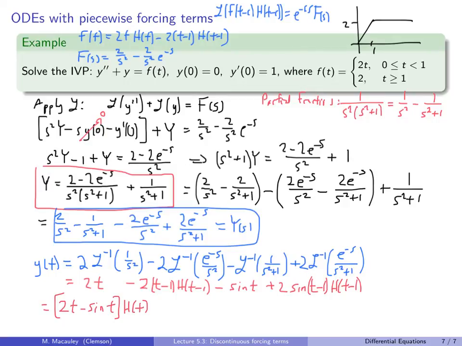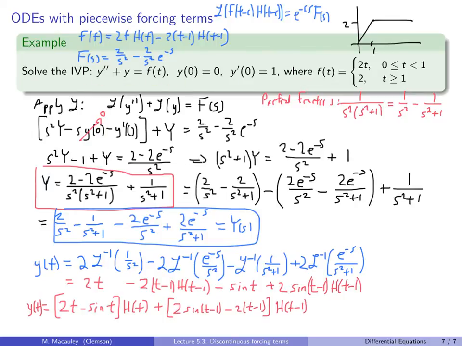And then what's left, we have plus, let's see what else we have left. So now we have this term and this term. I'm going to write this as this minus that. So 2 sine of t minus 1 minus 2 times t minus 1. This whole thing is times h of t minus 1. So this is our final answer. This is our y of t. This is our solution to the initial value problem.